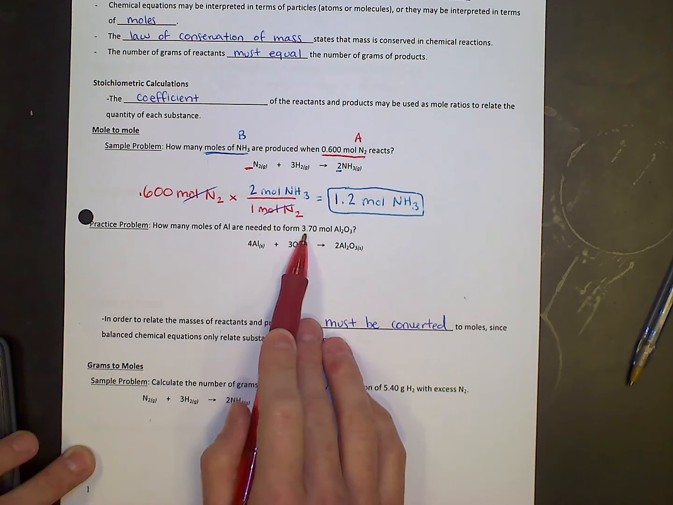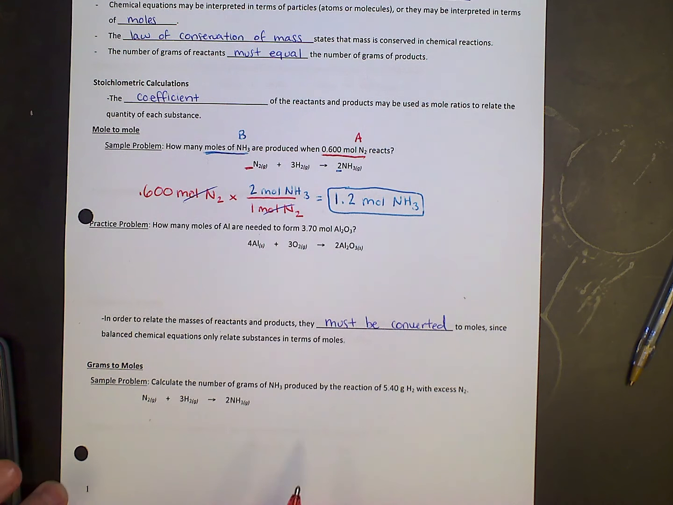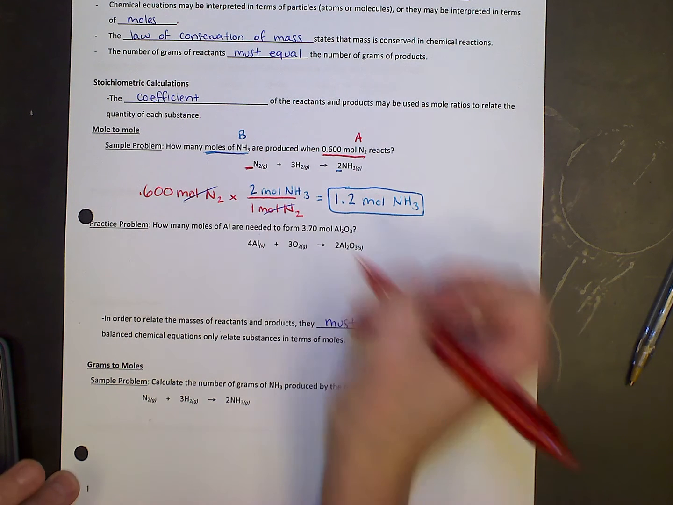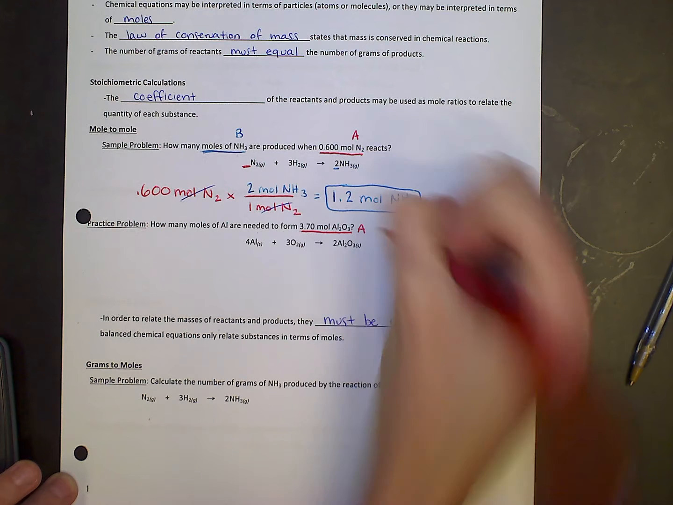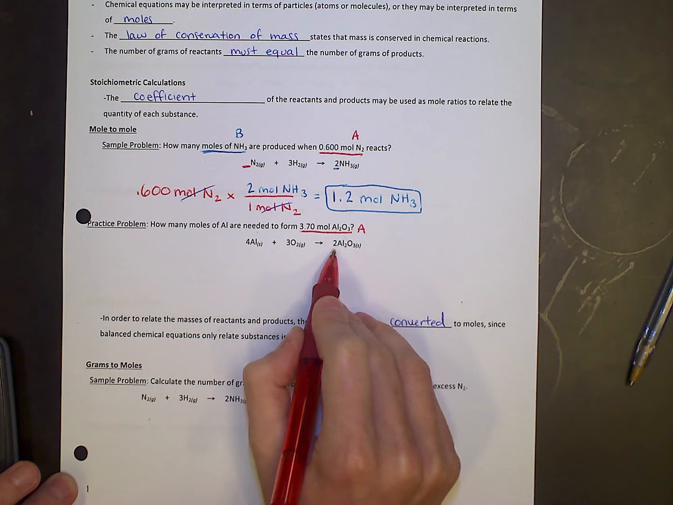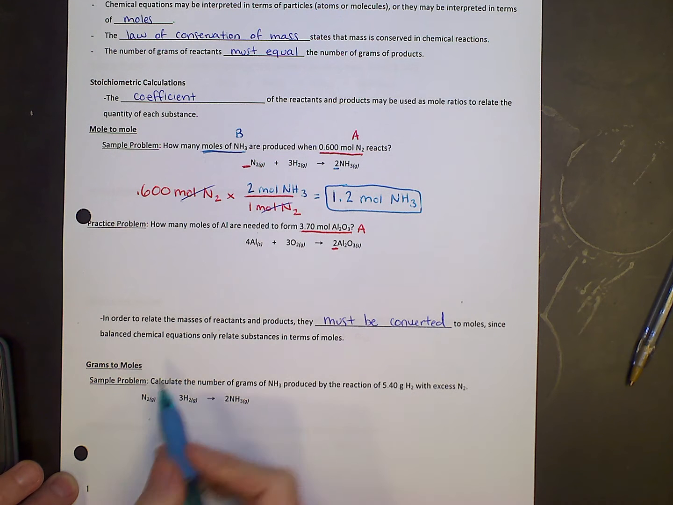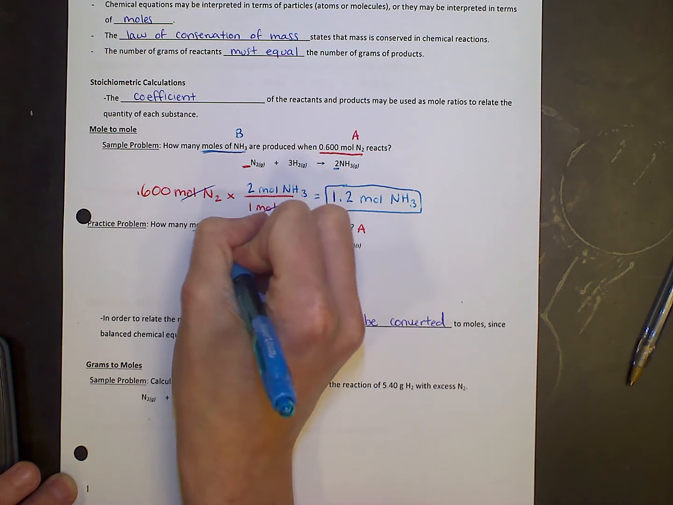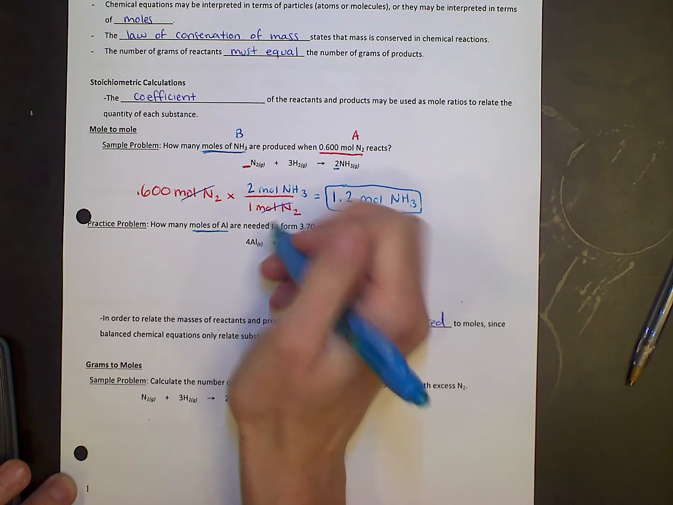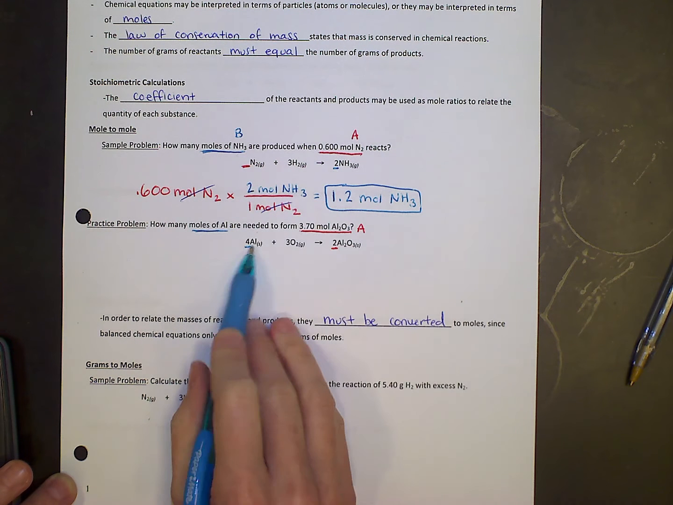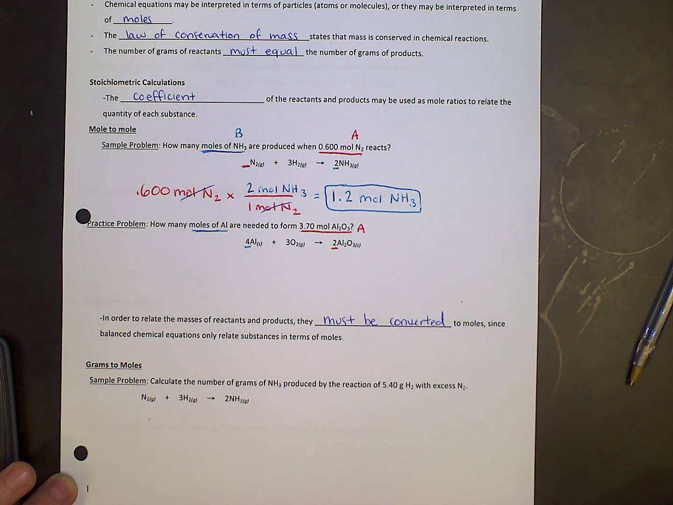How many moles of Al are needed to form 3.7 moles of Al2O3? So what do we have to start with? What are they giving us to work with in this problem? It's 3.7 moles of Al2O3, so that becomes our A. Then we look back, and in the equation Al2O3 has a coefficient of 2. Now we figure out what we want. We want moles of Al. Then we look at the coefficient in front of Al in the equation, and it's 4. So Al has 4, Al2O3 has 2, so we've found our coefficients.